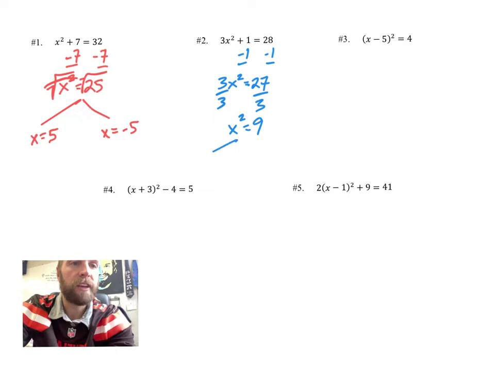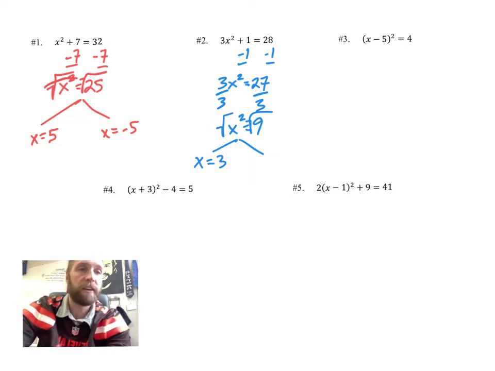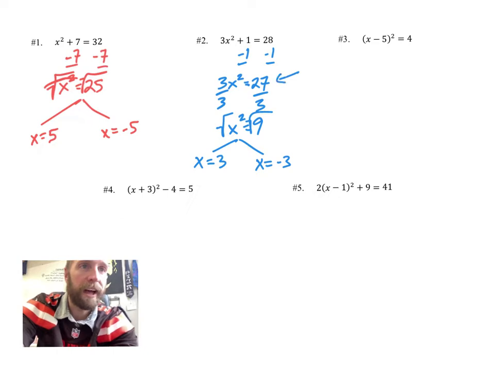There are two answers to that when you go ahead and square root both sides. One of them that your calculator is going to give you as a square root of 9 is 3, but there's also a second answer, which would be negative 3. Cool. Again, at this point right here, you're allowed to square root if you want.